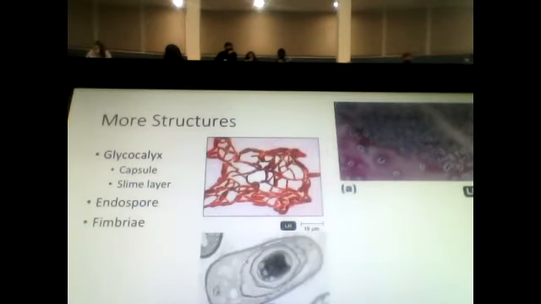Another structure, again, that some bacteria can form is an endospore. So endo meaning what?